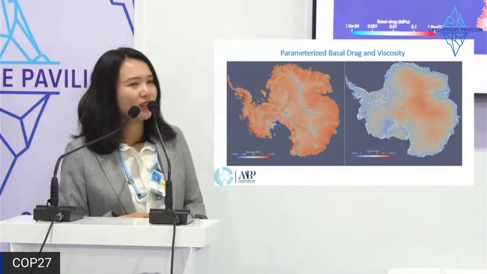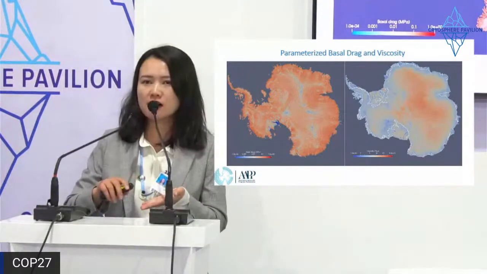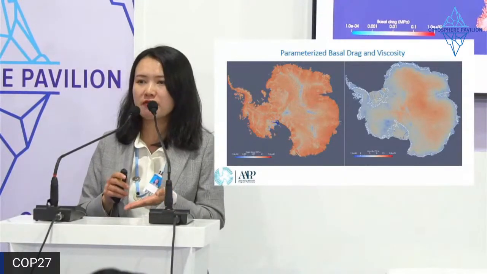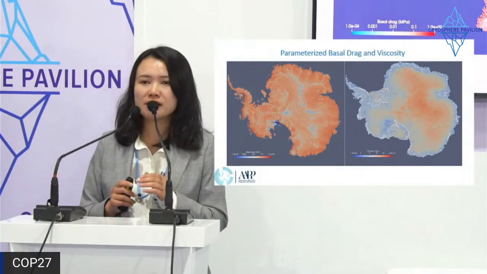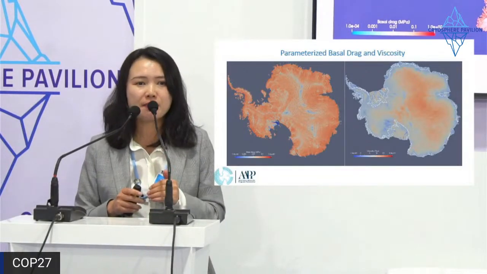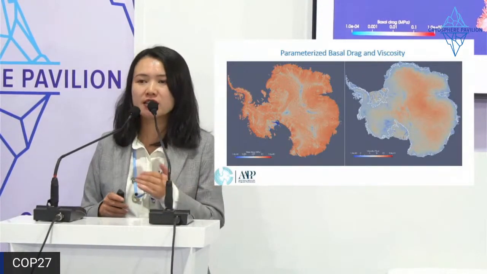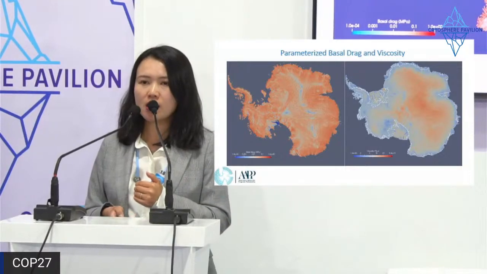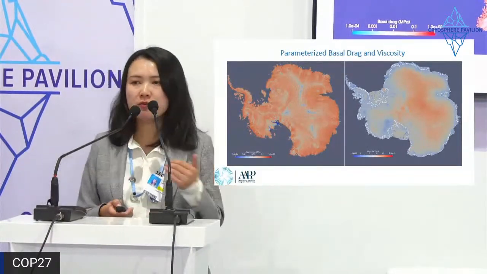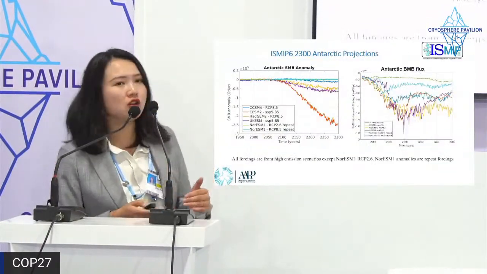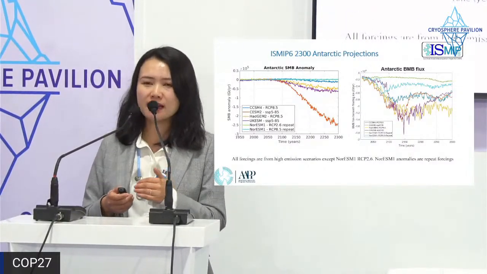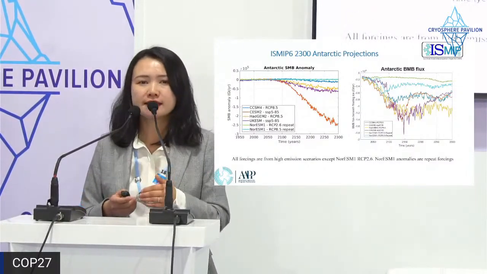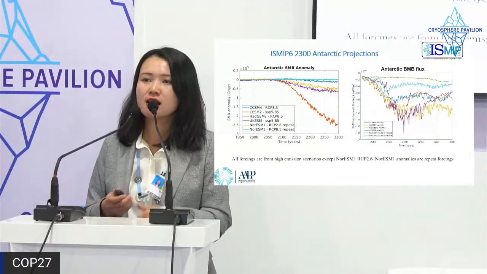How the ice flows on the bed of the ground, and another key important factor is the ice viscosity. Those will be simulated by calculating the mismatch between our observed and simulated ice surface velocity. Once we got those two key parameters, we can use our model and then force the model by the forcing files provided by ISMIP, mainly from CMIP5 and CMIP6 climate models.